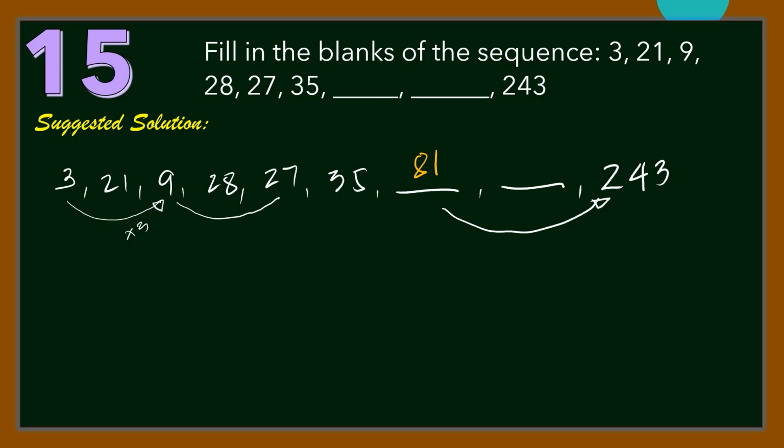The next part of the sequence is 21, 28, 35, and it can be observed that the next term is obtained by adding 7 to the previous. 21 plus 7 is 28. Then 28 plus 7 is 35. So the next missing number is 35 plus 7. That would be 42.